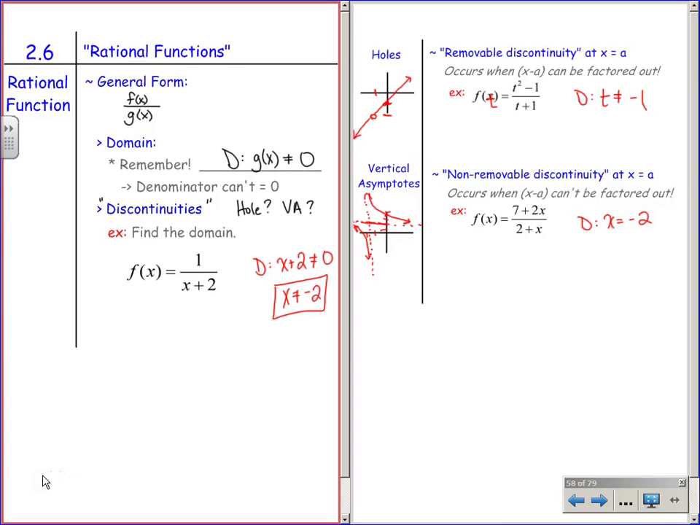Rational? Ratio. And what's a ratio? Yeah, exactly. It's been a while, probably. This is back in pre-algebra, algebra 1.